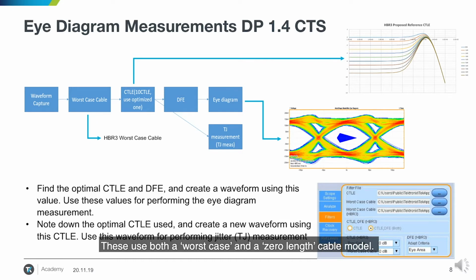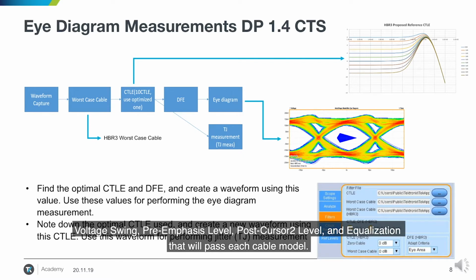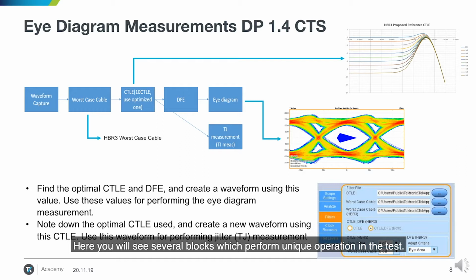These use both the worst case and zero length cable models. It is required that the source provides at least one unique setting: voltage swing, pre-emphasis level, post cursor 2 level, and equalization that will pass each cable model. Here you'll see several blocks which perform unique operations in the test.